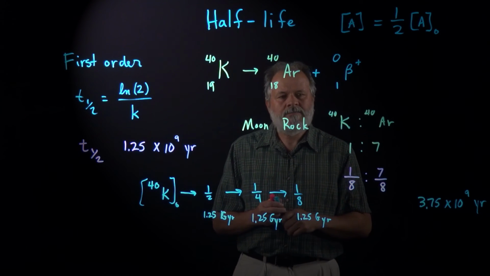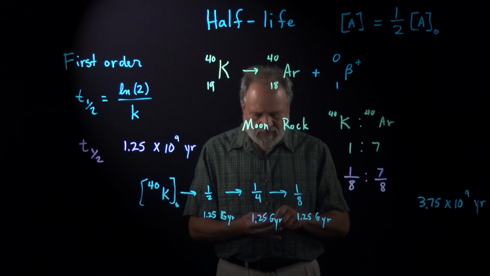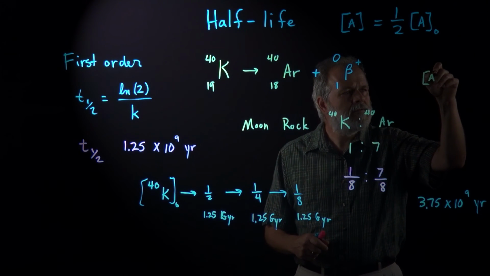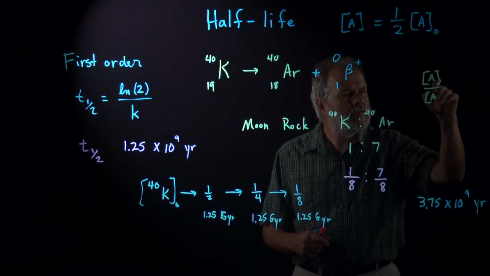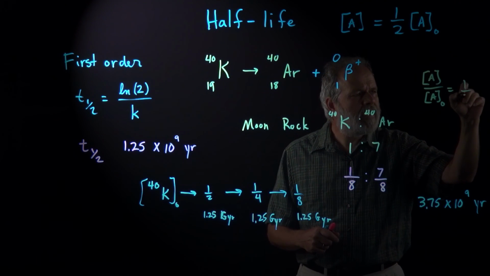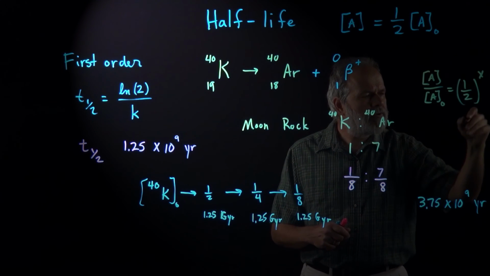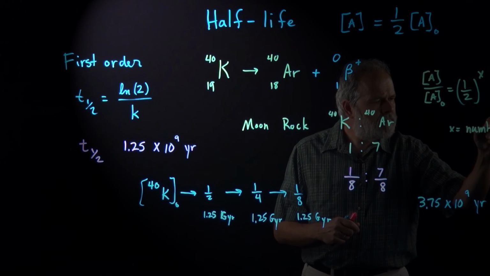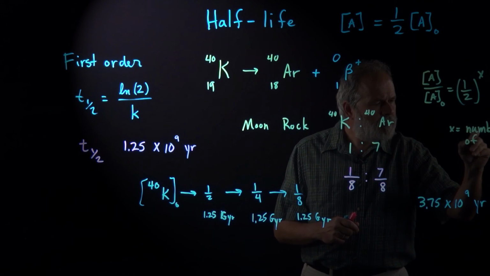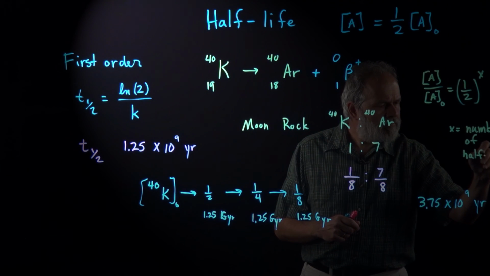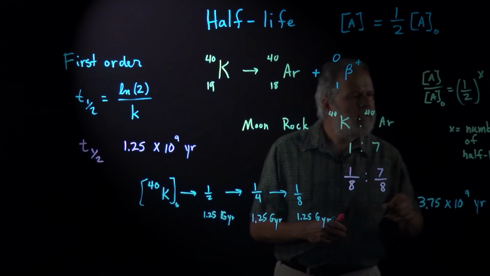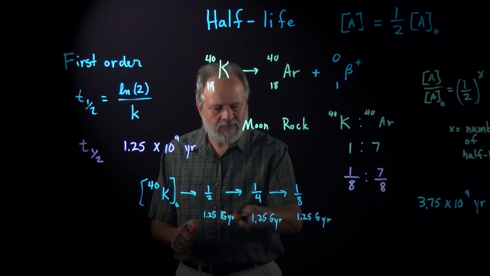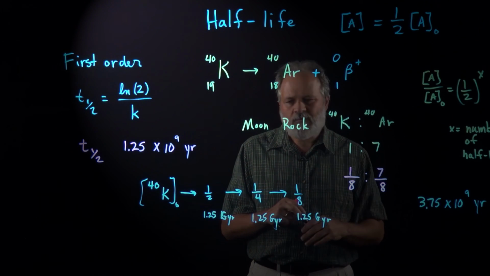Again, just to summarize, what you'd do is set up the ratio of A over A naught. It's going to be 1/2 to the x power, where x is the number of half-lives. And in this case, it was 3. So 3 half-lives is 3 times 1.25 billion years, or a total of 3.75 billion years.